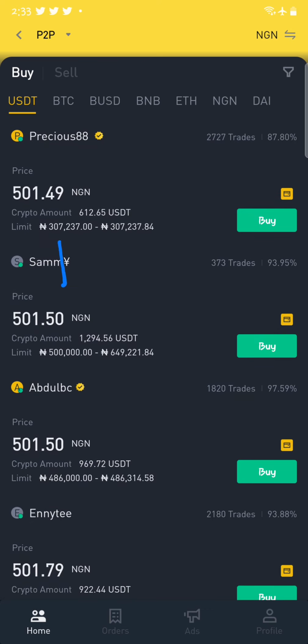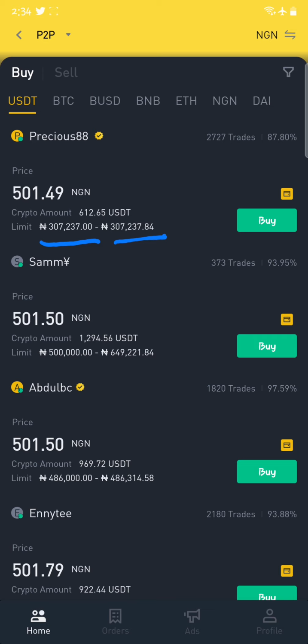The second thing you have to check is the limit. What does this limit mean? This limit is the minimum and maximum volume that particular dealer is selling. If I would like to buy from this dealer, the smallest amount I can buy from him is 307,000 Naira worth of USDT, and it's also the maximum, which is 307,000 Naira.